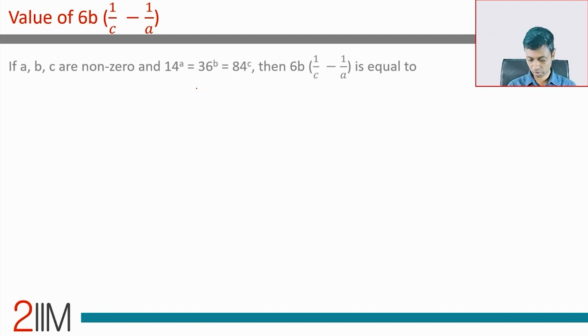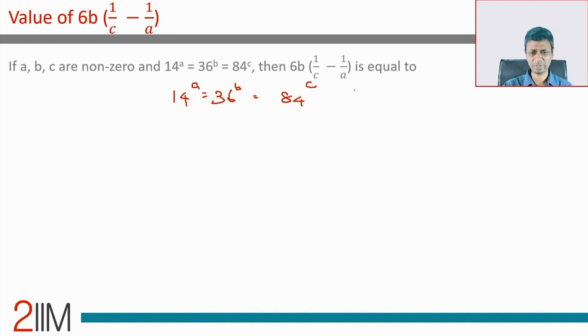Slot 3, Quant. Beautiful question. Nice, challenging question. Took me a long time to solve this. I did not go for it in the exam, but it's a beautiful question nevertheless. Let's look at this. 14 power A is 36 power B equals 84 power C. What is 6B times (1 by C minus 1 by A) equal to?